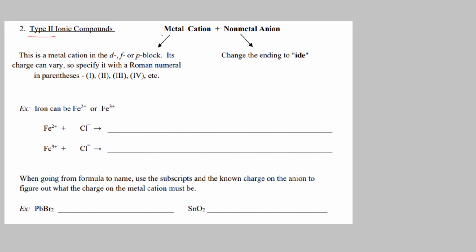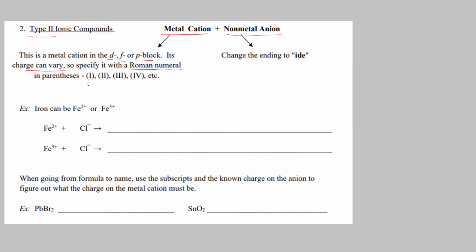Type 2 ionic compounds also consist of a metal cation and a non-metal anion. There's no change in how we use the non-metal in type 2. It is the same as we did in type 1 ionic compounds. The difference is only in the metal cation. The metals in type 2 ionic compounds are the cations from the D, F, and P blocks. They are different from type 1 metals in that their charge can vary, and we have to specify their charge with a Roman numeral in parentheses.